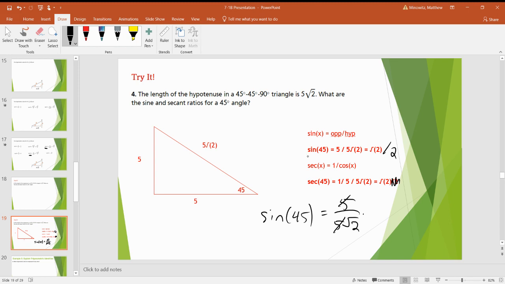Okay, and to show the sine, I multiply the denominator by square root of 2, the numerator by square root of 2, and then I have square root of 2 over 2. That's how I got my sine. Okay, and secant is 1 over cosine, and cosine and sine are the same in a 45, 45, 90 triangle. If you can draw it, and remember the ratios, you can do these problems.